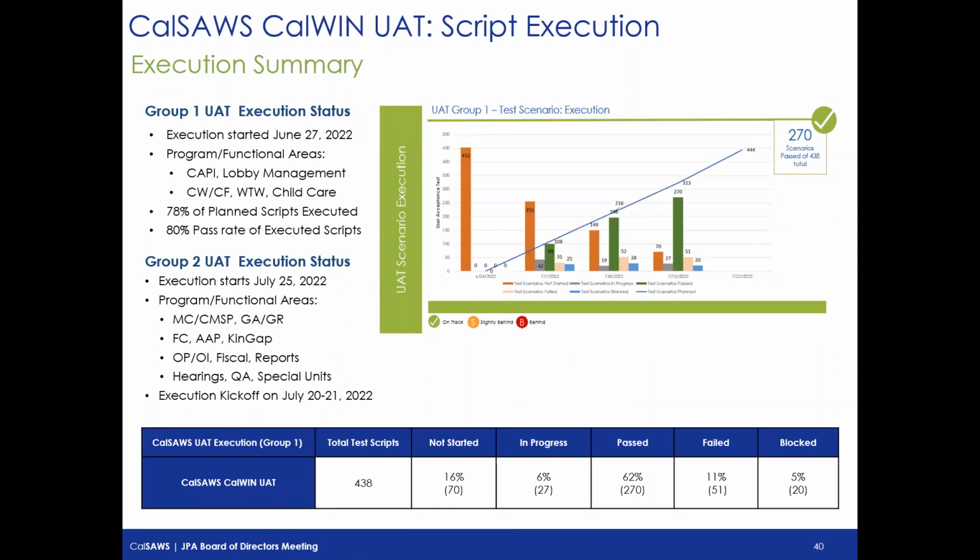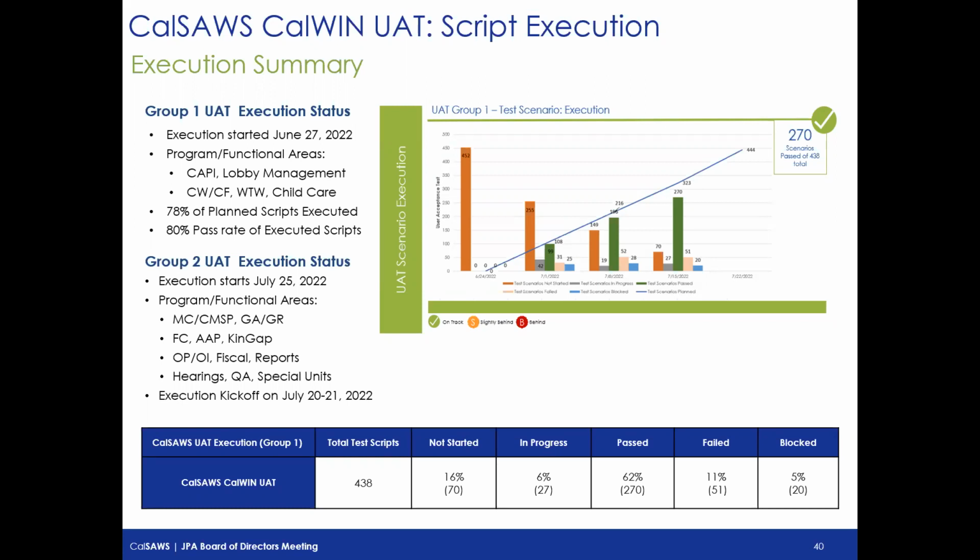This just gives you a snapshot of the status of our execution for group 1. So like I stated before, execution for group 1 started on June 27th for those functional areas. The stats here are as of last Friday, so they're more updated. By the end of the day, we'll know where we are. 78% of the UAT group 1 scripts have been executed, and we've had a pass rate of 80%.